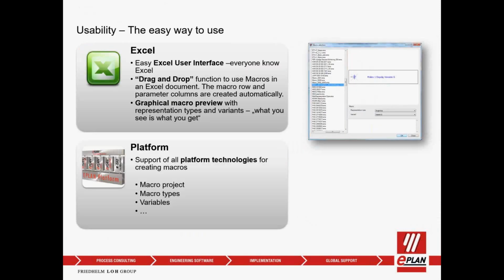So the usability, the easy way of use. Why did we choose to go with Excel? Well, Excel is a user-friendly interface, and also everybody knows Excel. There's the drag and drop functionality, which will enable us to grab macros and drag and drop them into Excel documents, a very easy function to use. We also have the rows inside the Excel sheets that allow us to make parameter columns, which we can actually customize. So if we're selecting different horsepower ratings, we can do this inside the Excel environment.